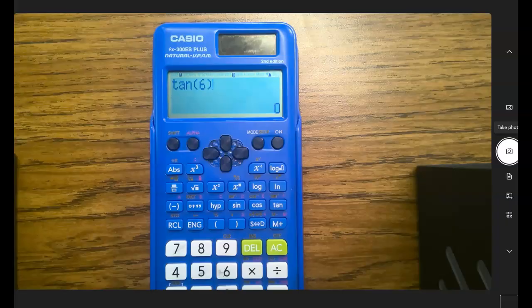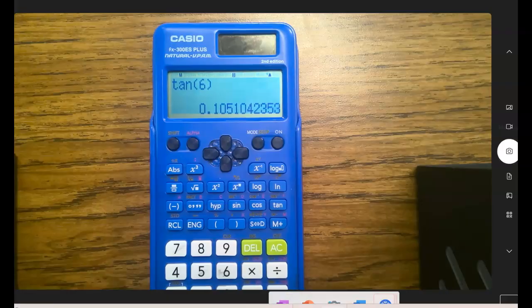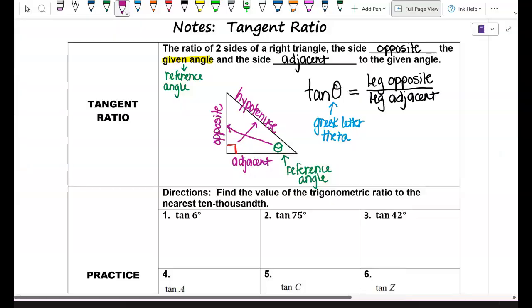So what do we get when we hit equal here? Okay, but we want 4 decimal places. We have to pay attention to what they're asking for. 4 decimal places, so we're going to put 0.1051. That fifth one in this case is a 0, which says, hey, just leave the number where it's at. So we're going to take those first 4 numbers, 0.1051. That is the ratio representing the tangent of 6 degrees.